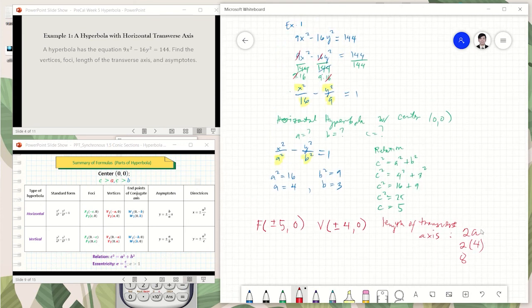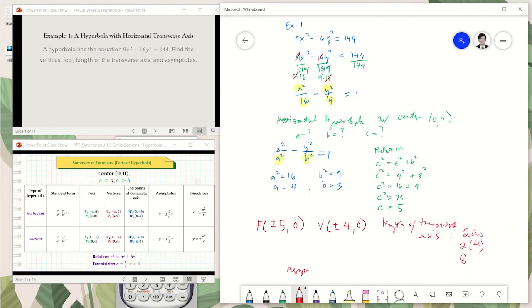Then next, we're asked to figure out the asymptotes as well. So the asymptotes, it's just x is equal to, not x, that's the directrix. I mean, asymptotes is y is equal to the positive or negative of b over a, where b is 3 and the a is 4, then x. So this is now our final answer.